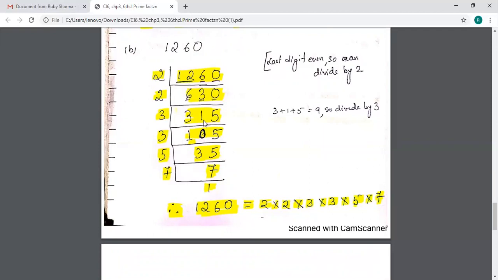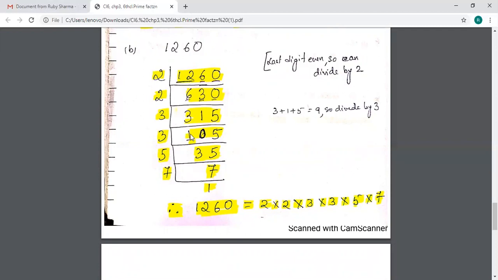And 3 zeros are 0. So 1 minus 0 is 1. That 1 will combine with 5, and will give you 15. 3 5s are 15. Now 105, again you add up, you'll get what? 6. 1 plus 0 plus 5 is 6. So again it will be divisible by 3.